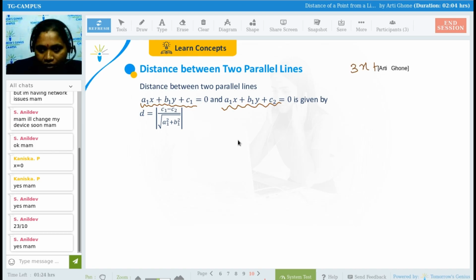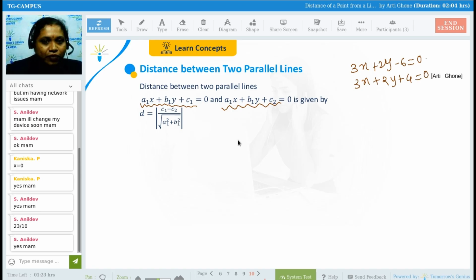If I have lines of the kind 3x plus 2y minus 6 is equal to 0 and 3x plus 2y plus 4 is equal to 0, I'll directly conclude that these are parallel lines. Why? Because I have the x term same, the y term same, and there is a change in the c only. So a1x plus b1y plus c1 and a1x plus b1y plus c2 are said to be parallel lines directly. This kind of line. Clear?